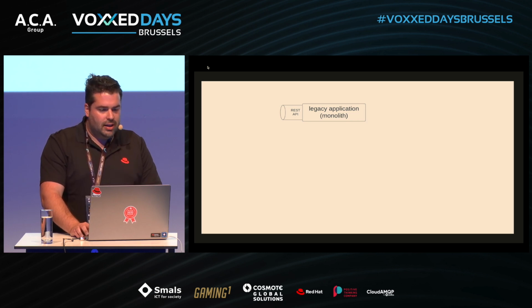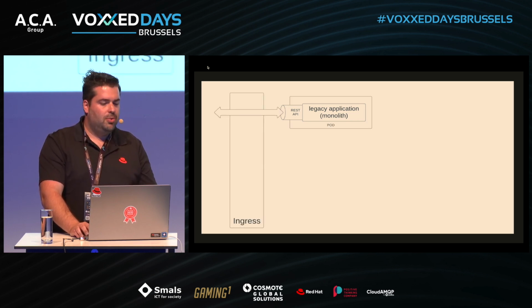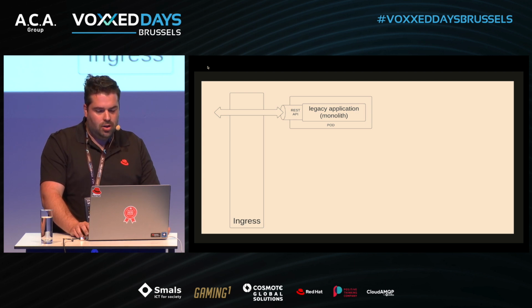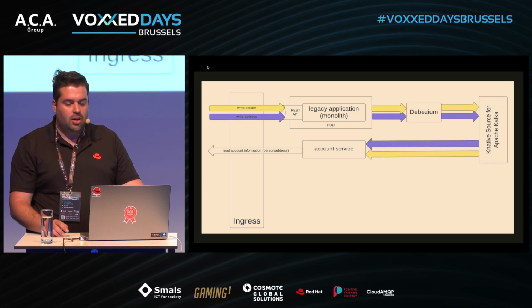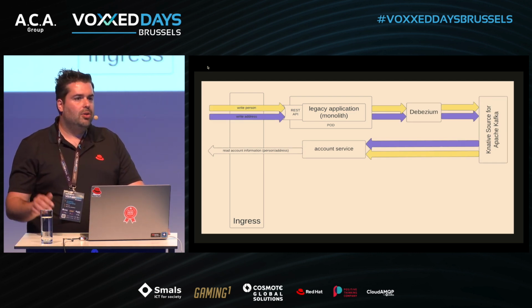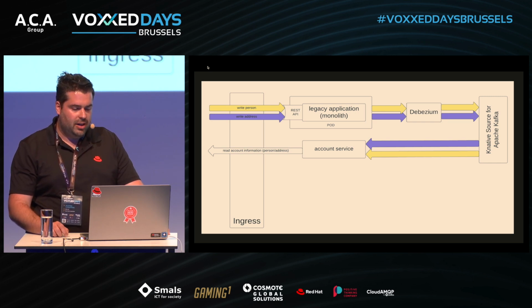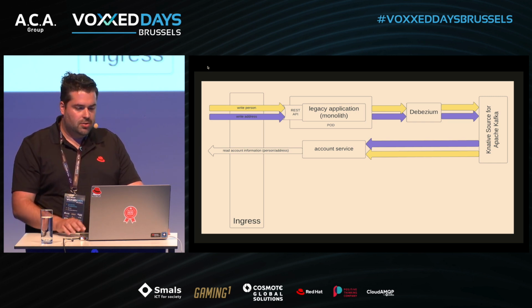This monolith, the legacy application, we will host on Kubernetes. As we are from Red Hat, it will be on OpenShift, which is our enterprise-ready Kubernetes installation. So via the ingress, the pod will be accessible. In the first stage, we will extract the account service, which is the read model of the person and address data combined in the account service microservice.